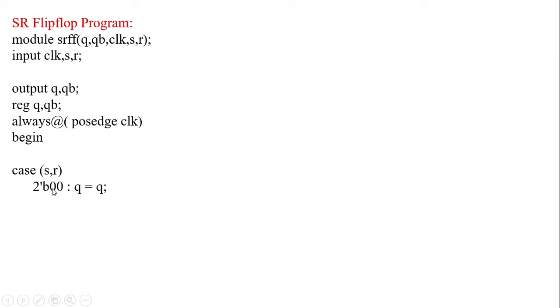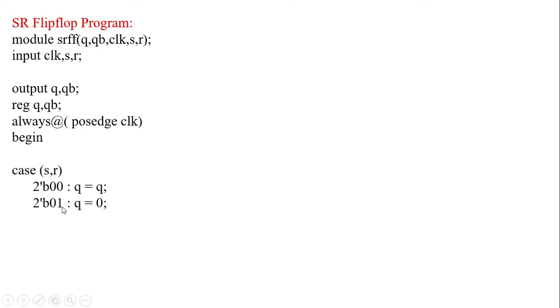So I will give S value is 0, R value is 0, and this is assigned with colon Q equals Q. Nothing but if S is 0, R is 0, the Q output, the main output, is assigned to the main output again. Whatever previous output you got, the same output will be applied to the main output if S is 0, R is 0. In the next combination, if S is 0, R is 1, the main output is assigned to 0 because reset is high.